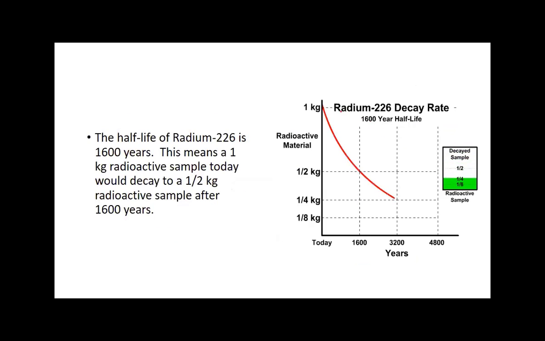So this is what's happening as something decays. After one half-life, half of the sample remains. For radium-226, half of the sample will remain after one half-life, or 1,600 years. Go another half-life, and you're going to have a quarter of the sample. Go another half-life, and you're going to have an eighth of the sample, and so on and so forth.